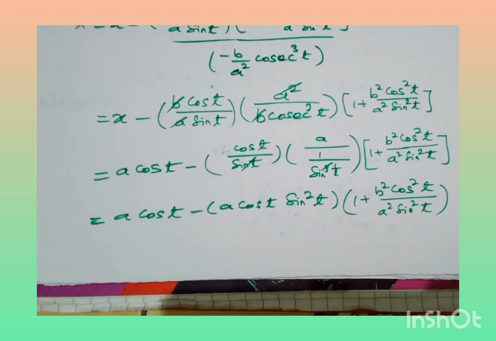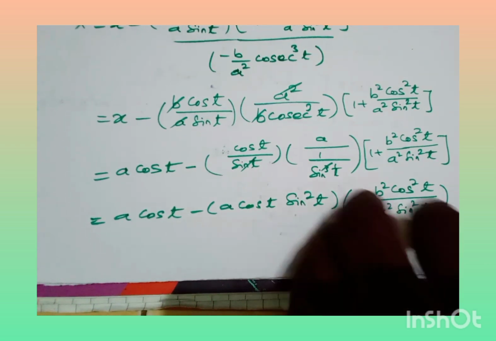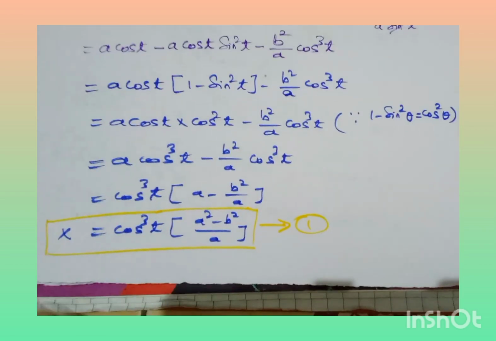So it goes to numerator. So a cos t sin squared t, and then all the terms are written as they are. Okay. Then x cos t minus a cos t sin squared t, and then a cos t sin squared t into b squared cos squared t by a squared sin squared t. So I'm going to multiply the terms, isn't it?